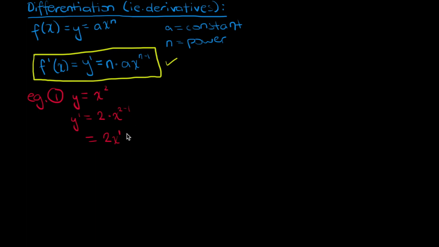But in algebra, if you are comfortable with algebra, you know that if there is something to the power of 1, you just don't write the power. So technically, this is the answer. Therefore, the derivative of y equals x squared is 2x. Now if you write this in your exam or your homework questions, you should get 100% for that question.